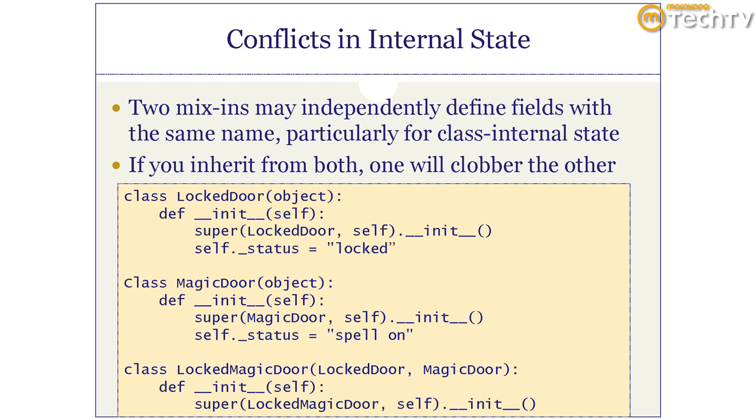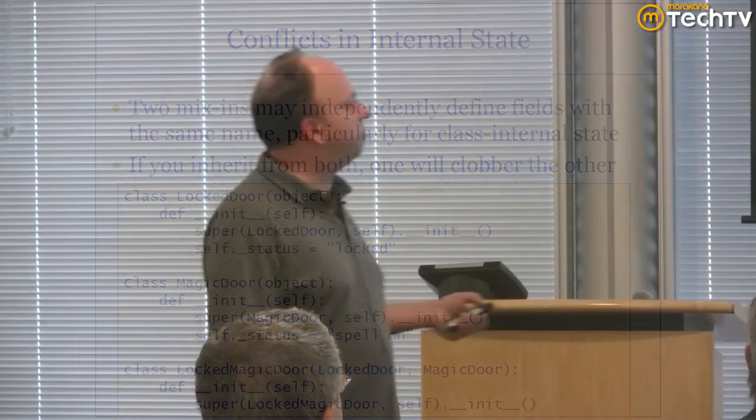But for the locked door class, going back to our example of our adventure game, the status field says whether it's locked or not. And for the magic door, it tells you whether there's a spell activated for the door. Now we want to combine them in locked magic door. What happens then is one of these is going to override the other, and the other class is going to have its values overridden. That's not what you want. And if you're just composing these classes and you don't look at the internal implementation, you won't be aware of that. So this is something to be careful of with mixins.